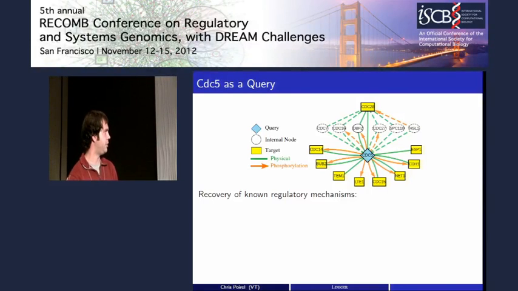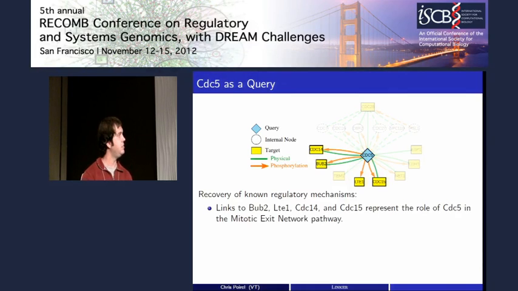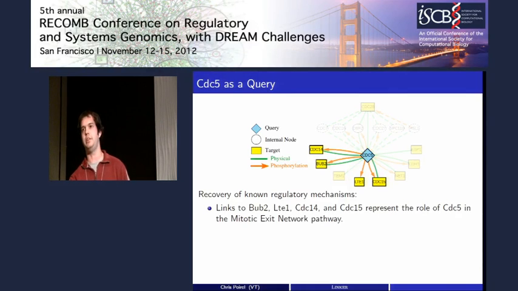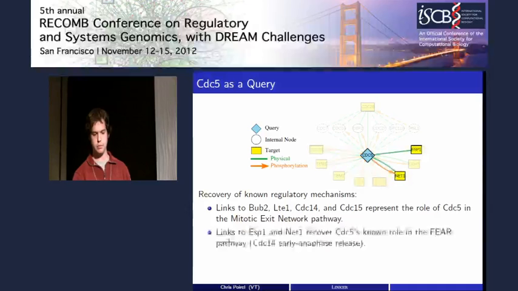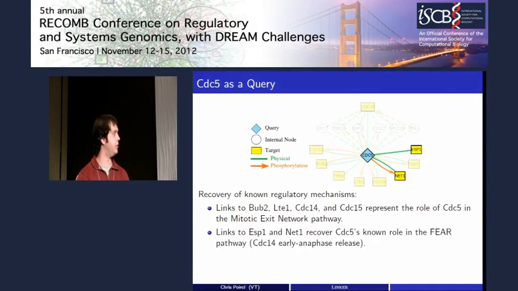On the first part of that, we do recover a number of known regulatory mechanisms for CDC5. CDC5's connections with BUB2, LTE1, and CDC14 and 15 recover its known role in the mitotic exit network. CDC5's links to NET1 and ESP1 recover its known role in the FEAR pathway. This is really important for the release of CDC14 during early anaphase.